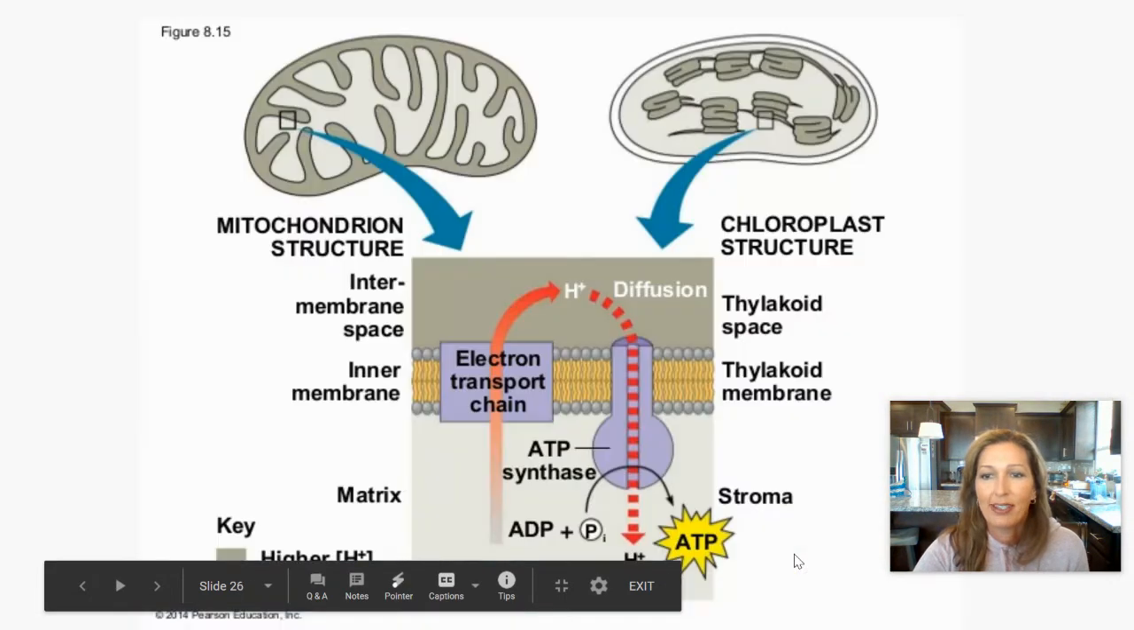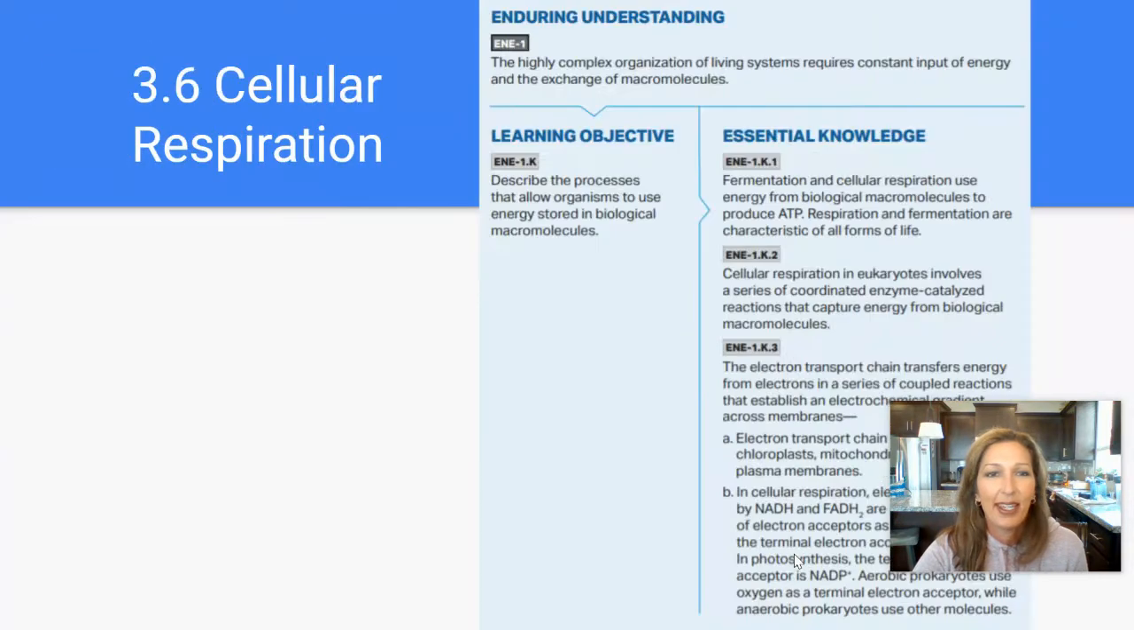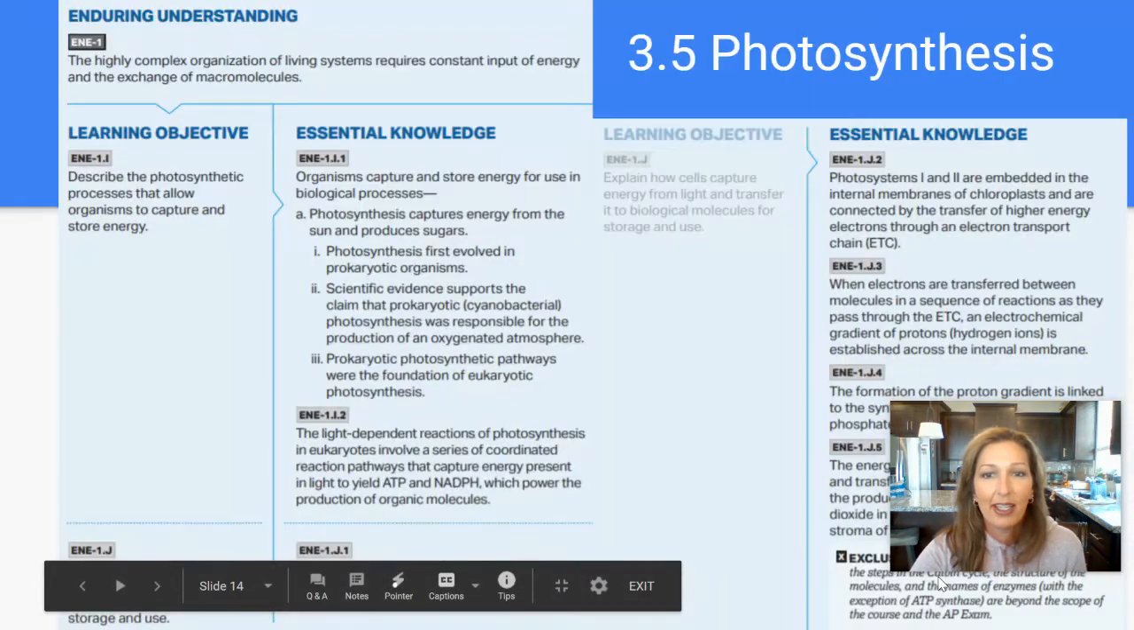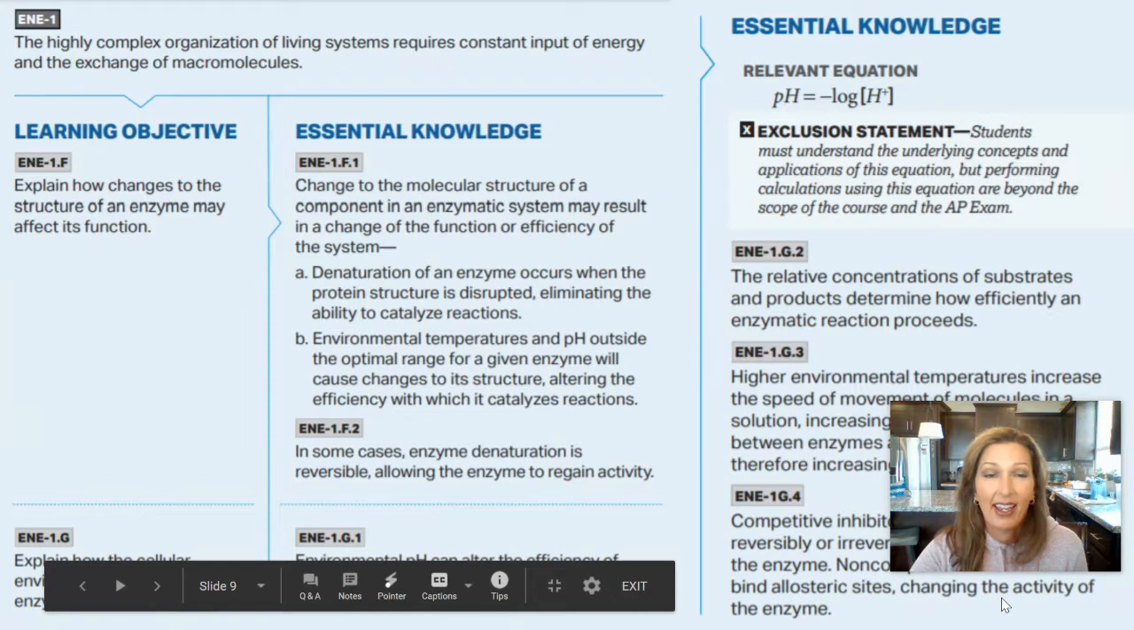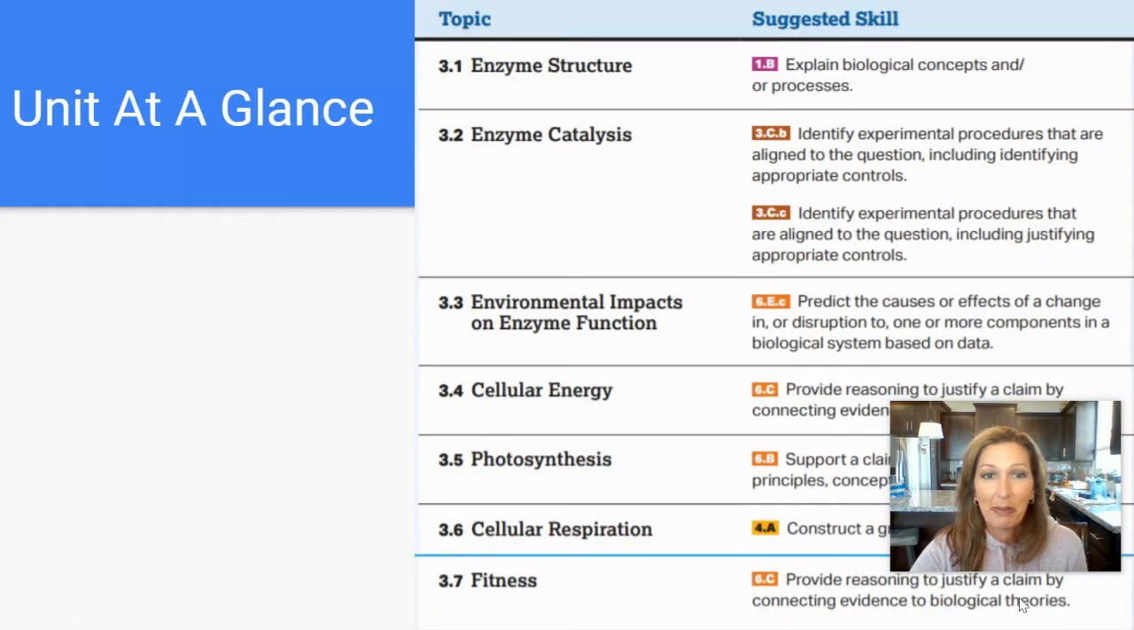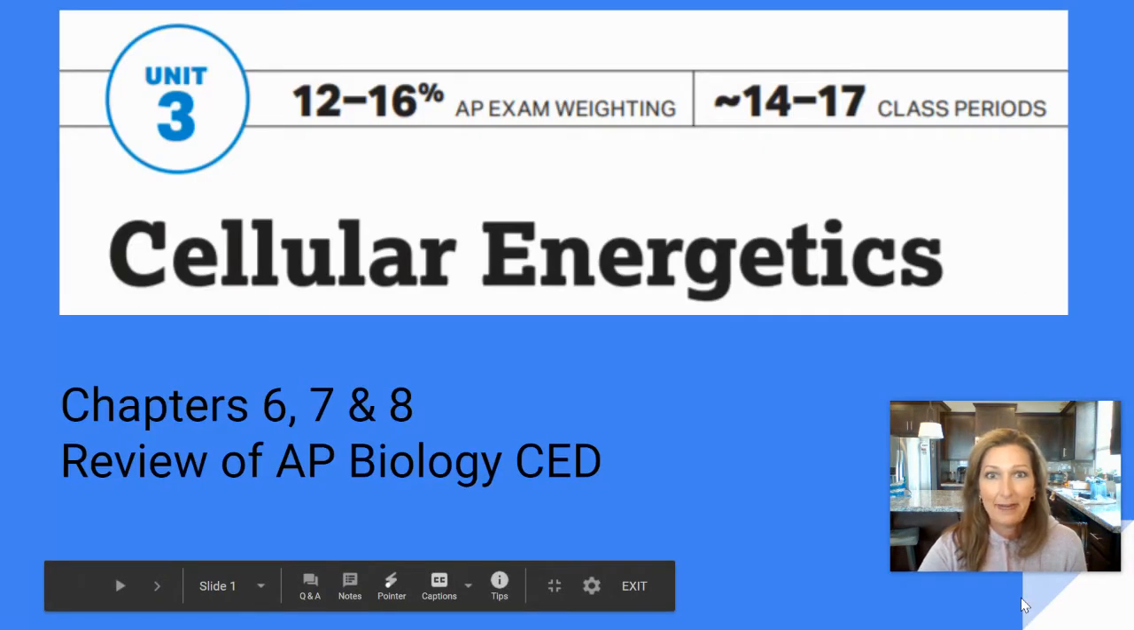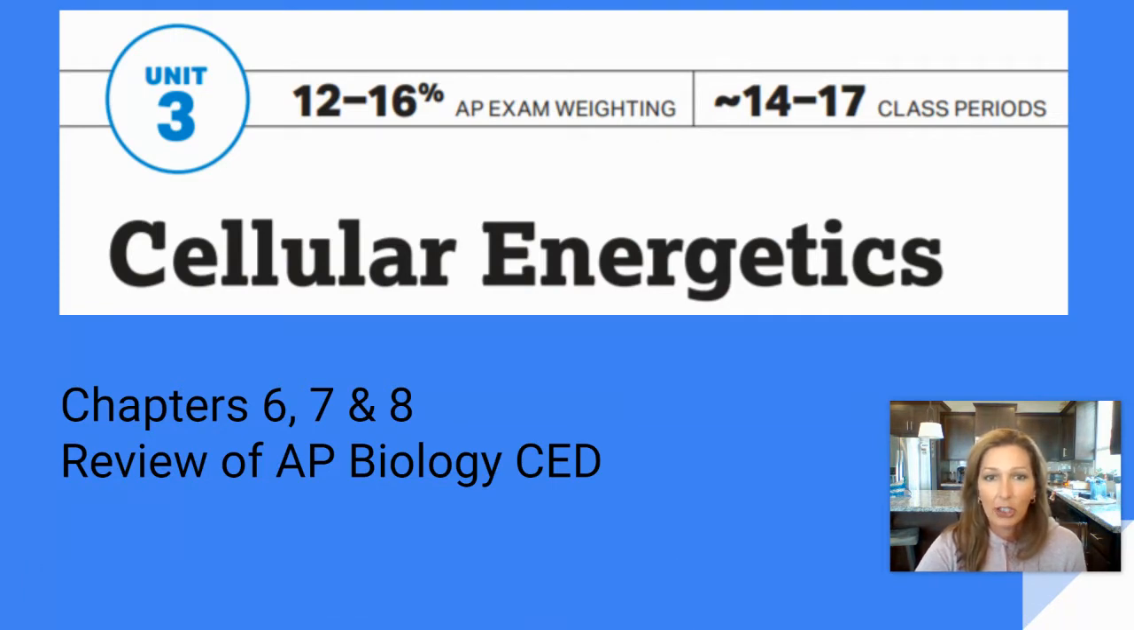This is Mrs. Shelton, and today we are going to be reviewing Unit 3. Unit 3, as I'm scrolling backwards here through time, Unit 3 is a big dog. Unit 3 is Cellular Energetics. This was Chapter 6, 7, and 8 of your course.